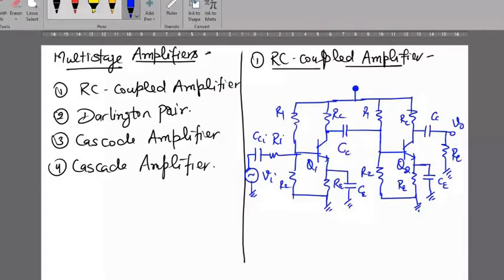This is the AC circuit, and if I ask you to draw the DC circuit, what will you do? Remove all capacitors. That's the point. It means this point will be directly connected to here, and all the capacitances will be removed. And I hope you know the meaning of coupling capacitor and emitter bypass capacitor. Do you remember?